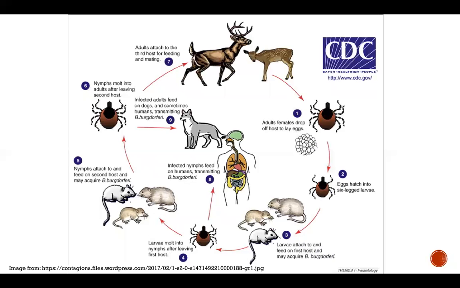So in this depiction, starting at number 1, we can see the adult female that drops her eggs, typically into leafy areas. The eggs hatch, and then the larvae attach to mice. From there, the larvae molt into nymphs, where the nymphs can attach to other mice, attach to humans or other large animals. And then the nymphs molt into adults, where they can still attach to other animals and lay eggs.